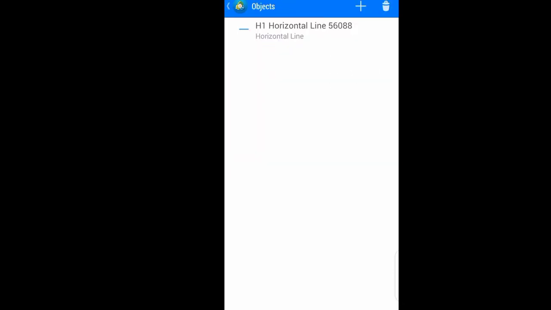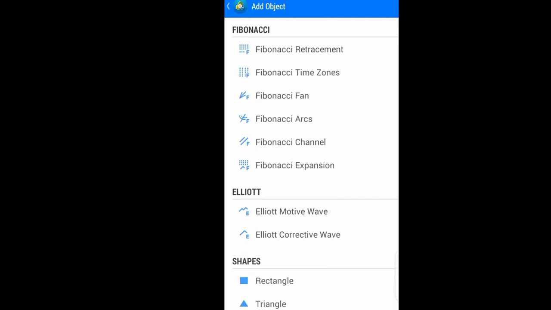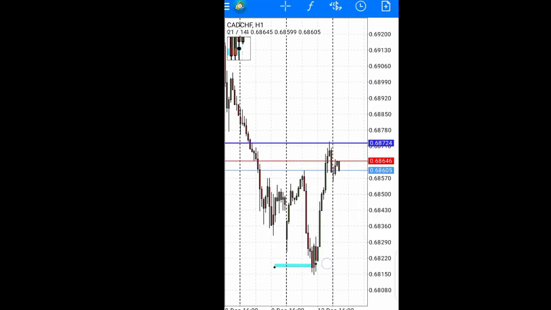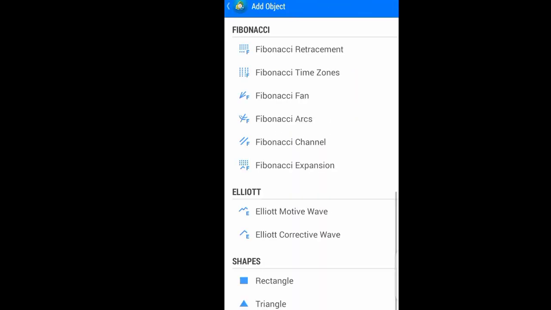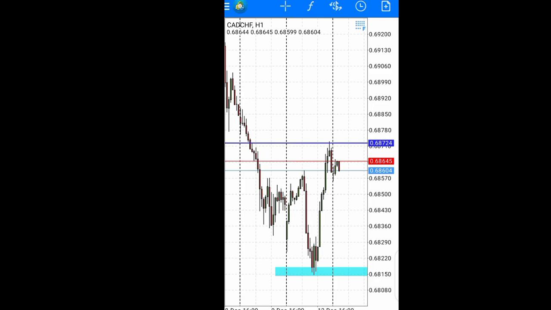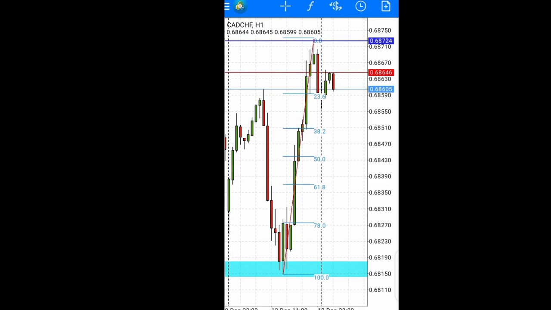From that element, I can add horizontal lines. I can add rectangular lines. So I can add this and change the color to any color I want by clicking this edit button. If I want to delete, I can delete it from here. So you can add any objects, things like Fibonacci retracement, because I want to know how much the market can retrace. So all these things are possible. From here, I can add any object on my chart and do my analysis.